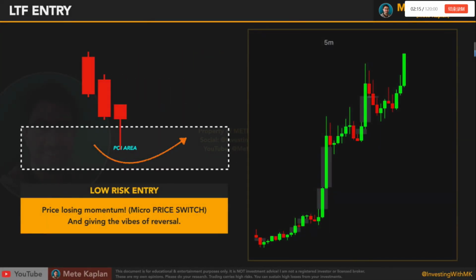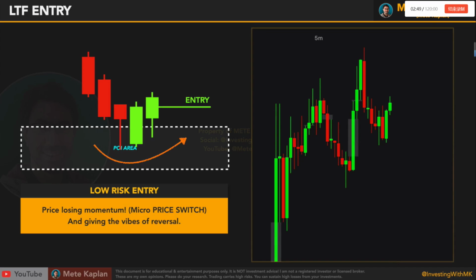The exact entry moment actually has two parts, higher risk and the lower risk entry. In the lower risk entry, what you actually do is wait for a low time frame micro price switch. Like in this example here, not jumping a trade but waiting for a possible reversal sign. A sign of low time frame buyers step in and take the control back from the sellers.